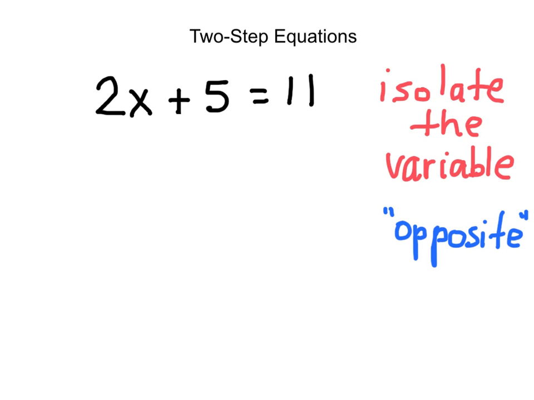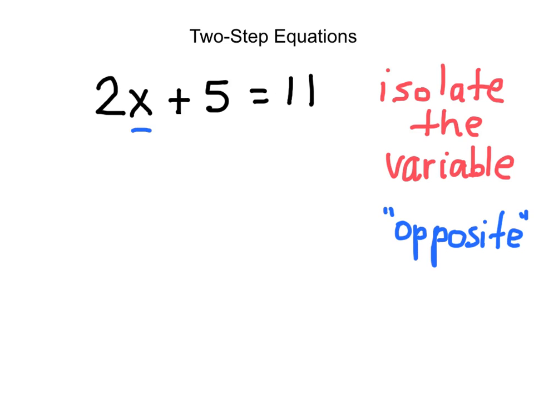So let's look at our variable. Our variable is x. Look what's being done to x. There's a 2 in front of it. That means that x is being multiplied by 2, and then 5 is being added. Those are the two operations being done. If we were following order of operations, we would multiply the x by 2 and then add 5. So now let's undo those in reverse order.